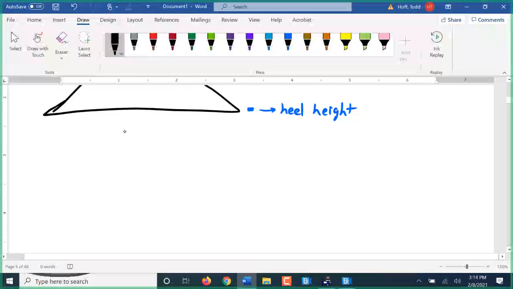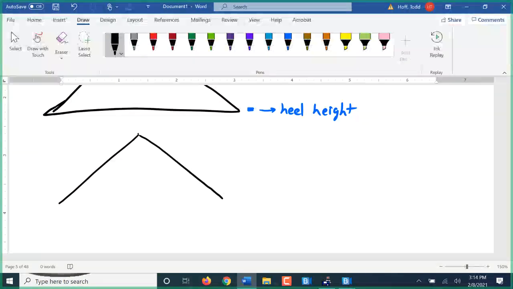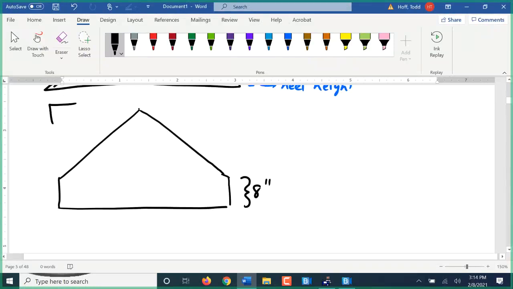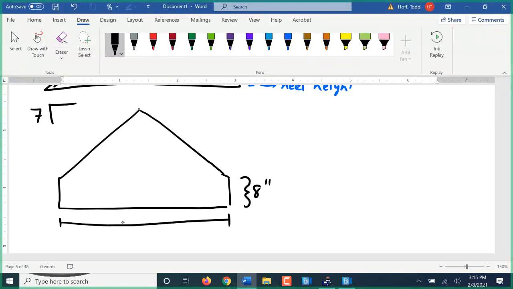So what if we add in a little bit of heel height to this? Let's say that this is 8 inches high. This, let's give it 7/12 slope on a 38-foot span. I want to find 2 things. I want to find the height, and I want to find that top chord length. Often labeled J, by the way, in the truss industry.